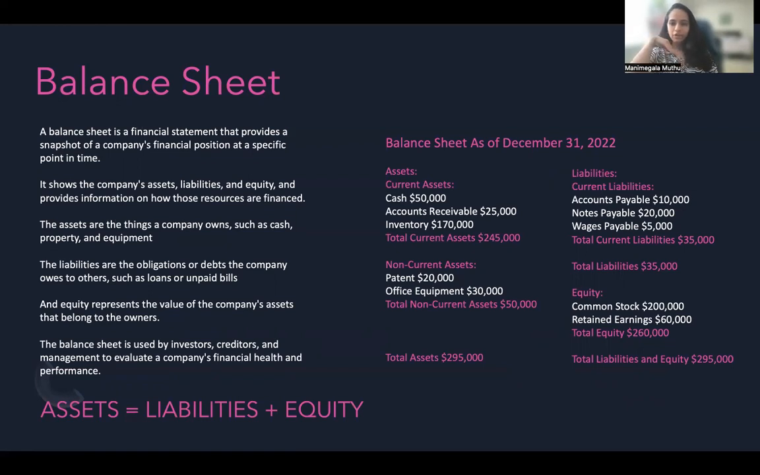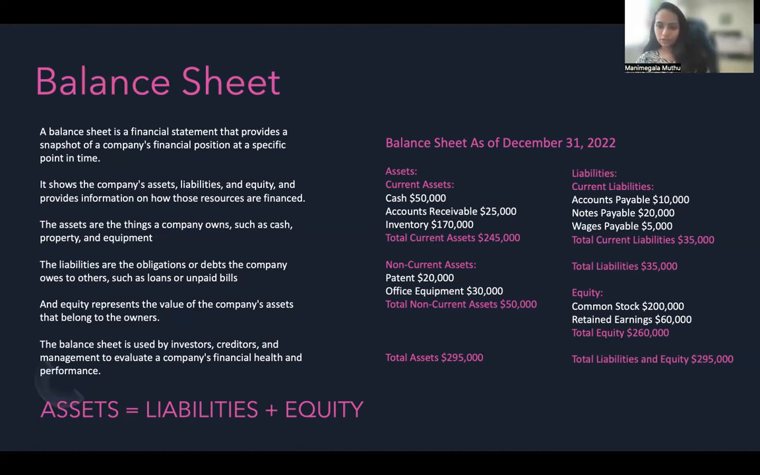And different patents, for example, like our company has a lot of patents with respect to like medical devices and medical technology. So all of that will go under patents. And right now, for example, let's say it's worth $20,000 and we put it out. The asset section has to equal the liabilities and the equity section.